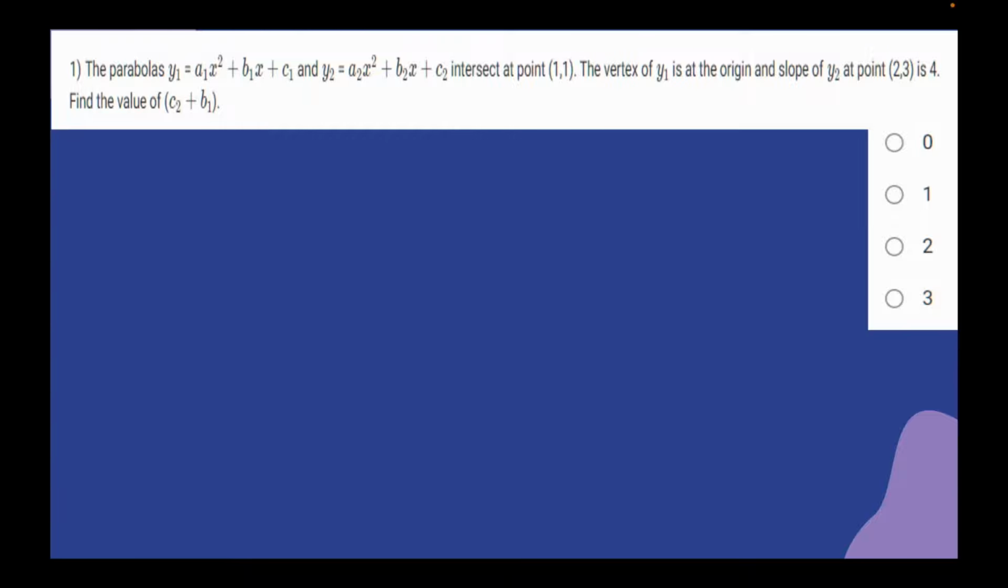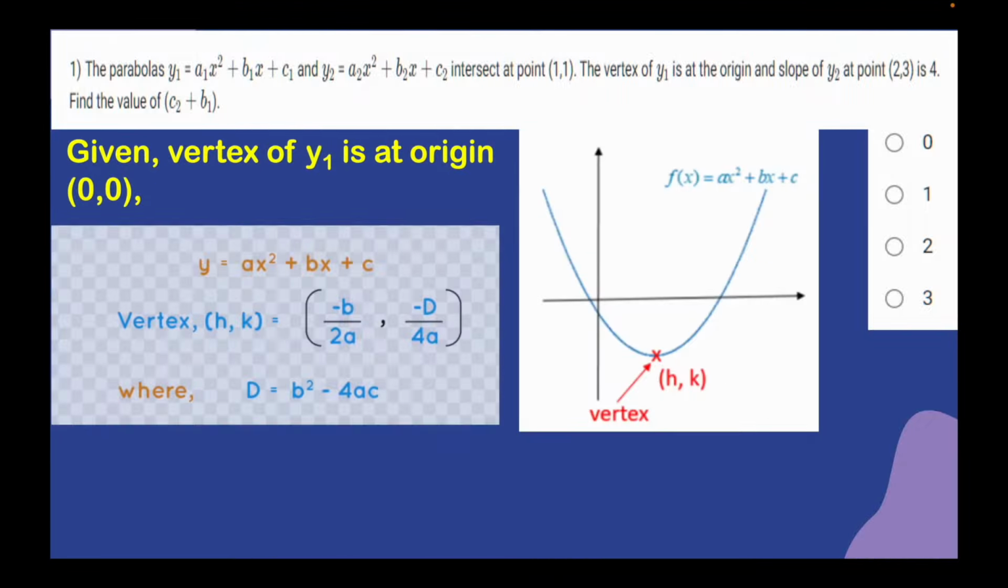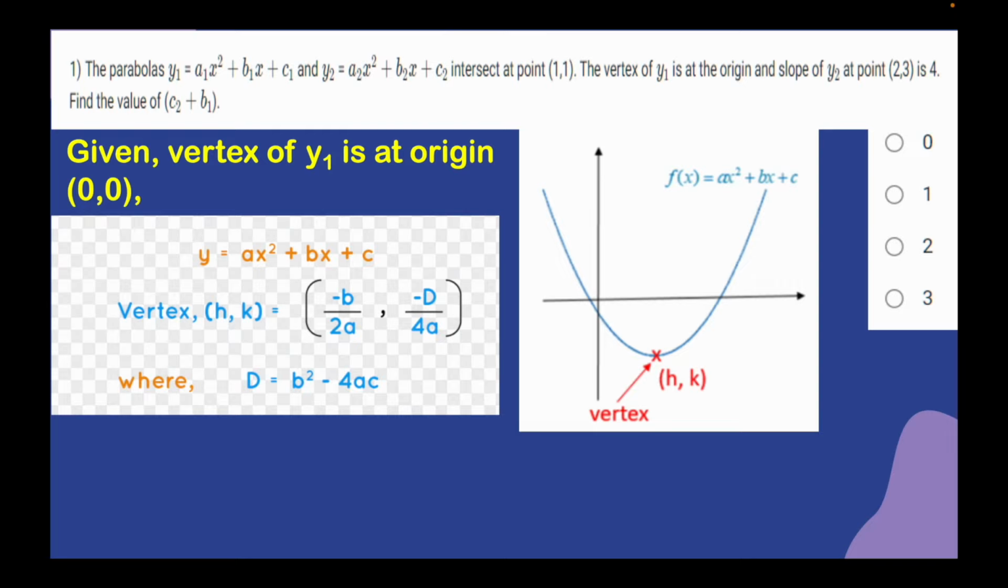Basically we have to find the coefficients of these parabolic equations, and we will start from the very easy part. We are given that the vertex of y1 is at the origin. To define a vertex we use the coordinates (h, k), where h is minus b by 2a and k is minus D by 4a, and D equals b squared minus 4ac. Since minus b by 2a equals 0, we can say that b1 equals 0. We don't have to find minus D by 4a because the question only asks about b1, and we have already got it.